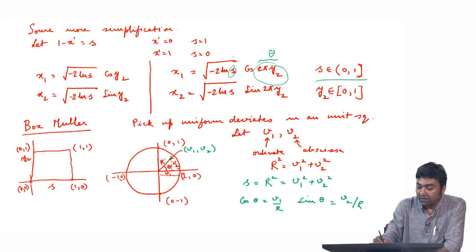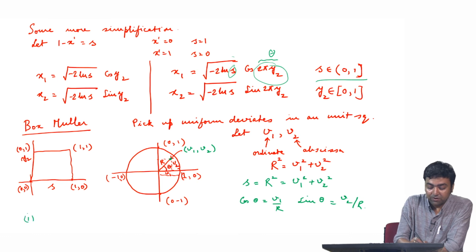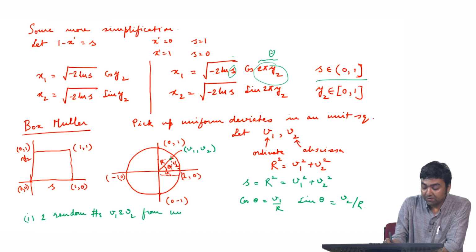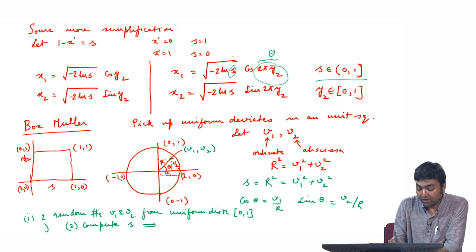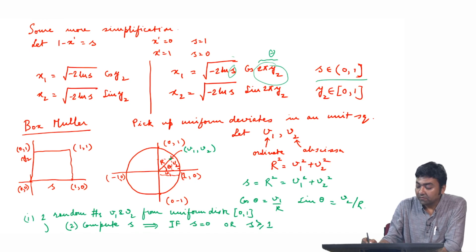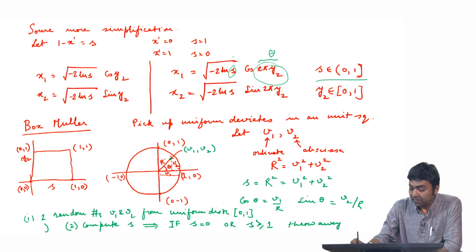So, the steps are the following. First, you choose two random numbers V1 and V2 from a uniform distribution and lying between 0 and 1. Then the second step is to compute S. From here you check S. If S is equal to 0 or S is greater than or equal to 1, then I throw away V1 and V2.